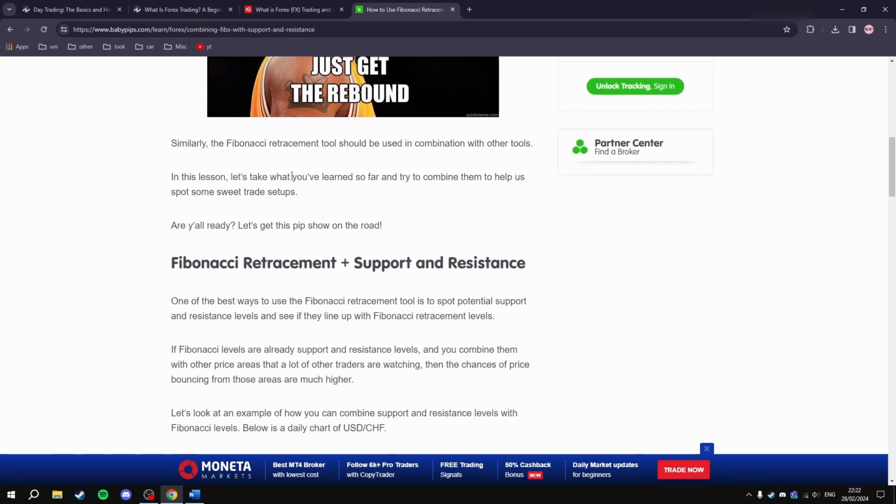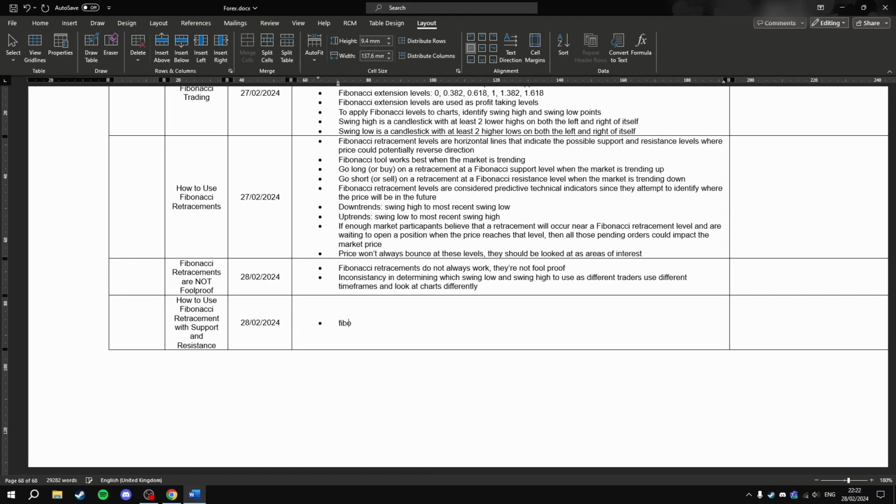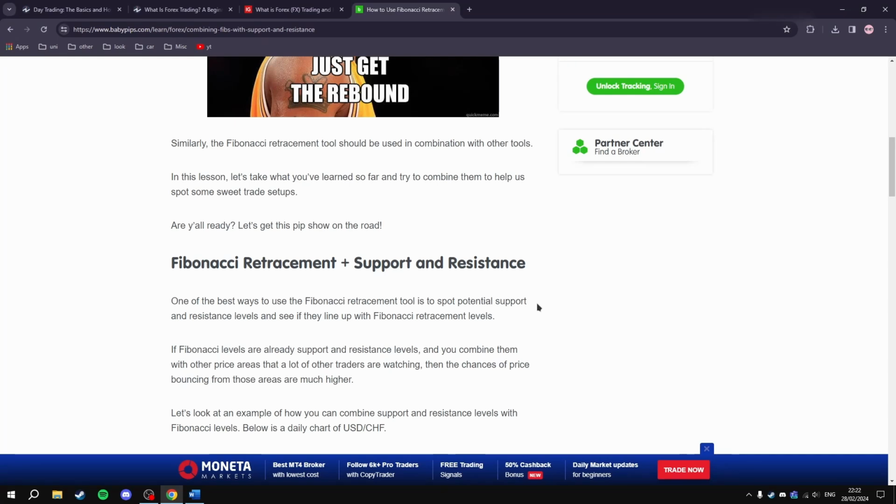Similarly, the Fibonacci retracement tool should be used in combination with other tools. In this lesson, let's take what you've learnt so far and try to combine them to help us spot some sweet trade setups. Are you all ready? Let's get this pip show on the road.